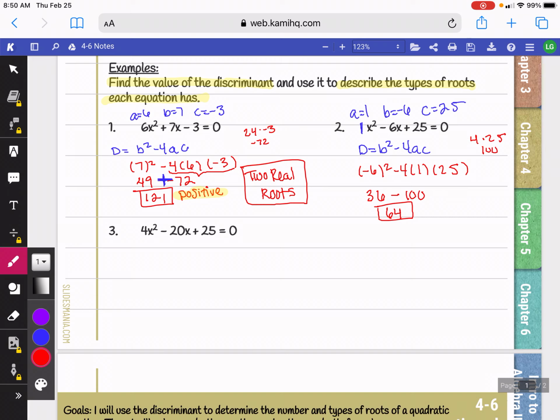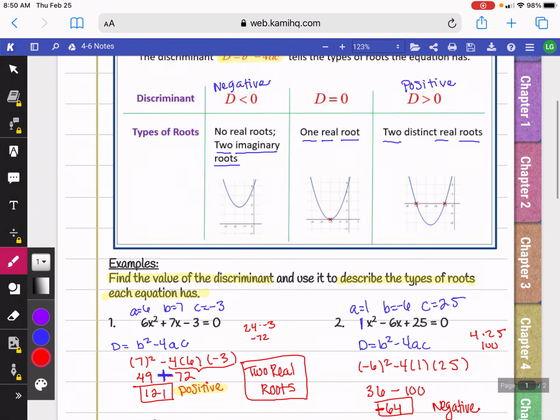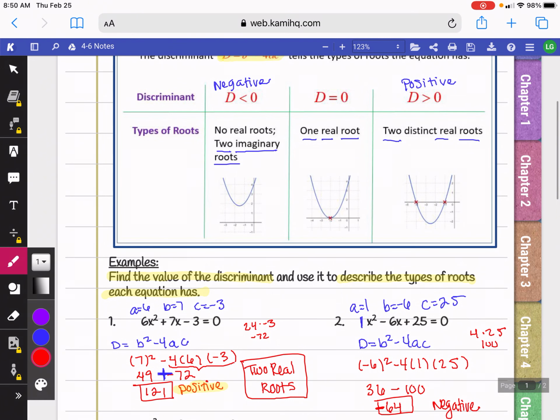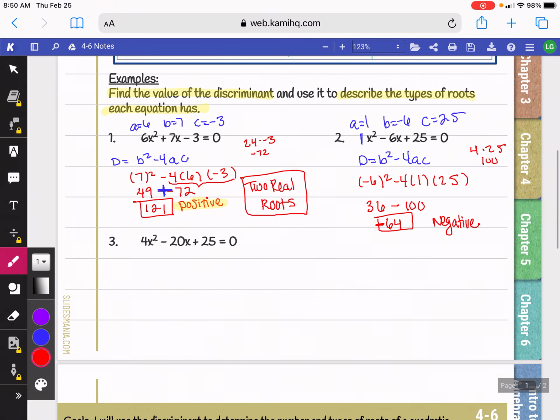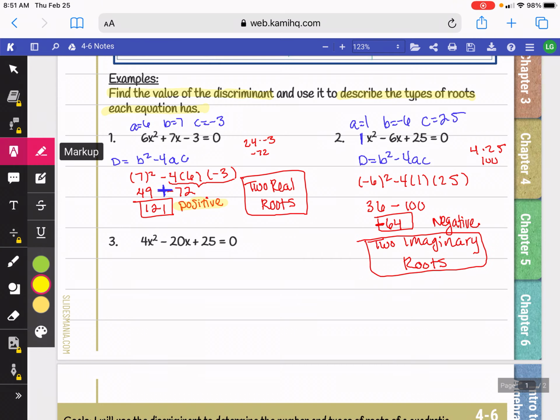So this is the discriminant. And since this is negative 64, and since my discriminant is negative, if we look back at our notes here, negative discriminants have two imaginary roots. So this one will have two imaginary roots. The main thing to remember for now is if your discriminant is positive, your roots are real. If it's negative, your roots are imaginary.